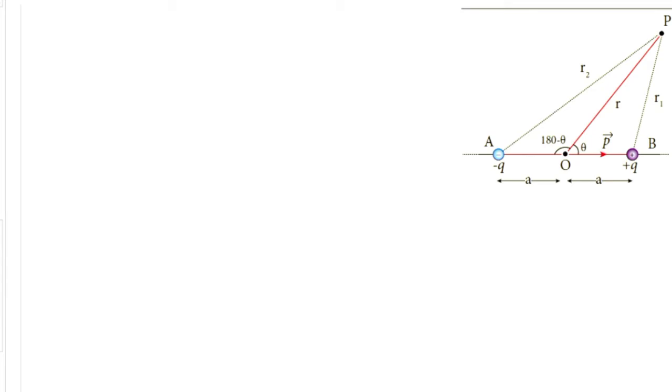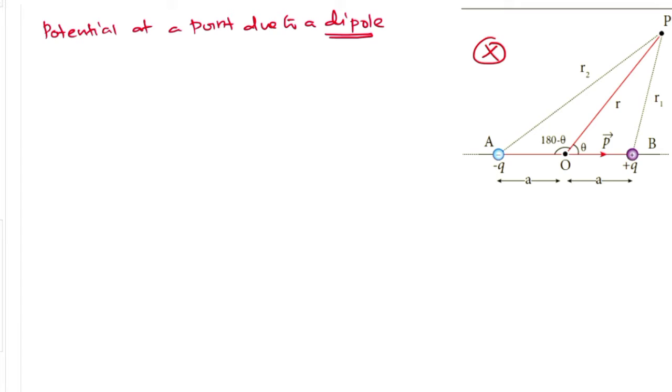In fact, this question, once you see the diagram, you can tell. So, a very important question: potential at a point due to a dipole. First we saw a point charge, a single charge. Now we are going to see a dipole. This is our dipole.